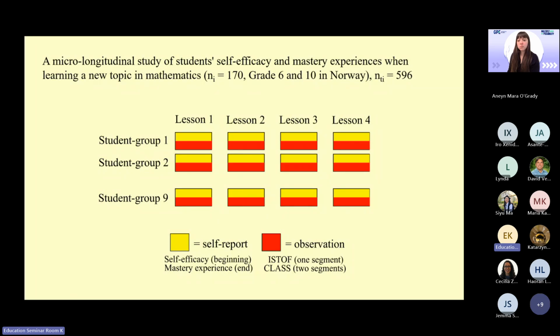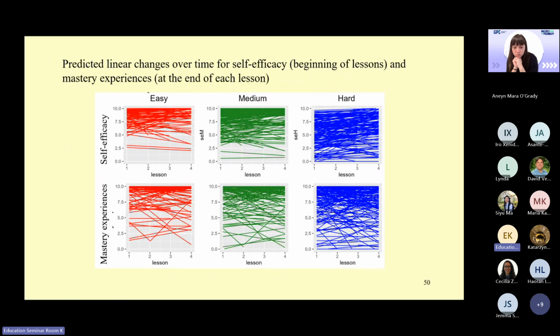So mathematics is a cyclical topic, where you build new topics on previous topics. But this is the first lesson, and it's always a reintroduction of a topic for the students, and we follow them up to the end of this topic. So we have both self-reports and observations, and we use one tool called the ISTOF and one called the class observation tool.